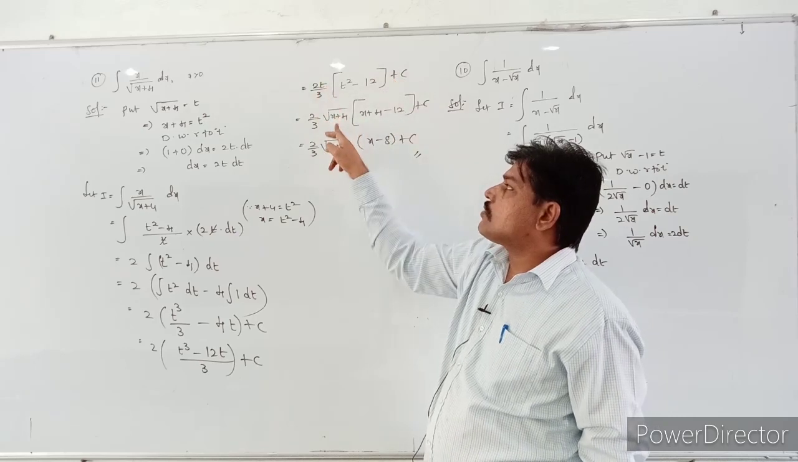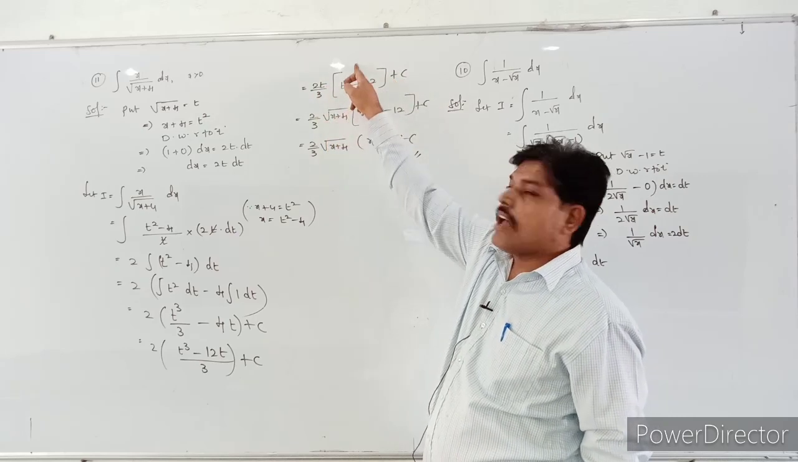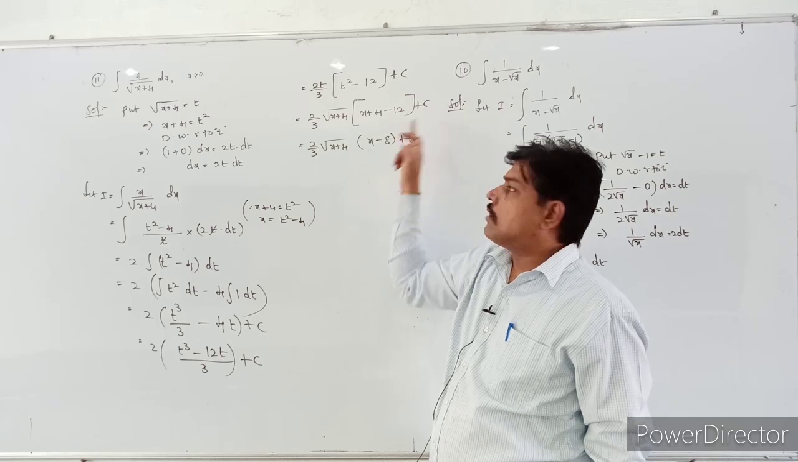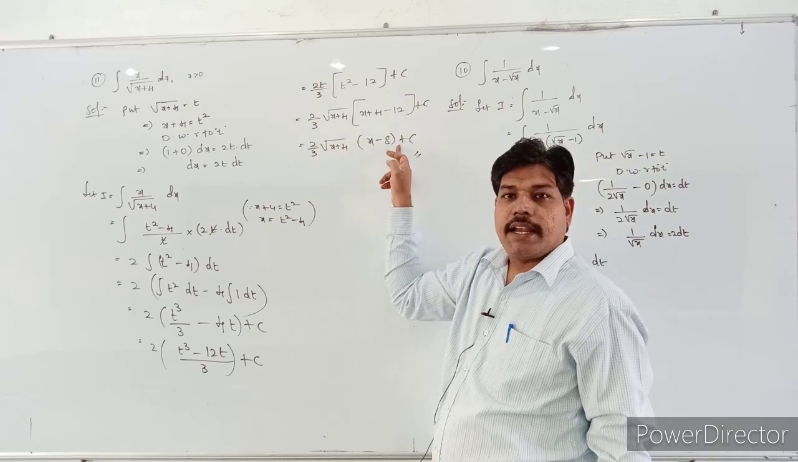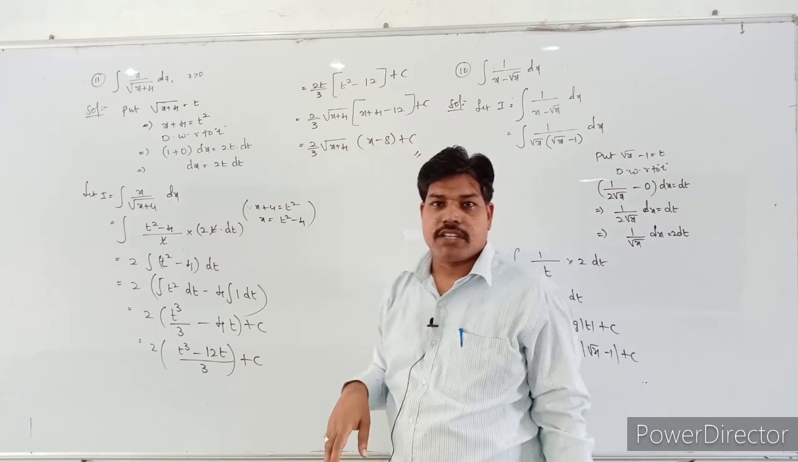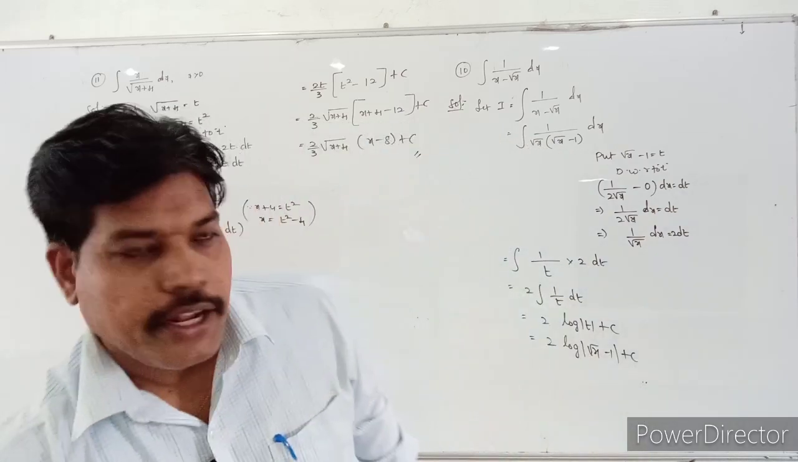So t value is root of x plus 4. T square value is x plus 4 minus 12. So 2 by 3 into root of x plus 4 into x minus 8 plus c. Do you understand, students? So see the next question.